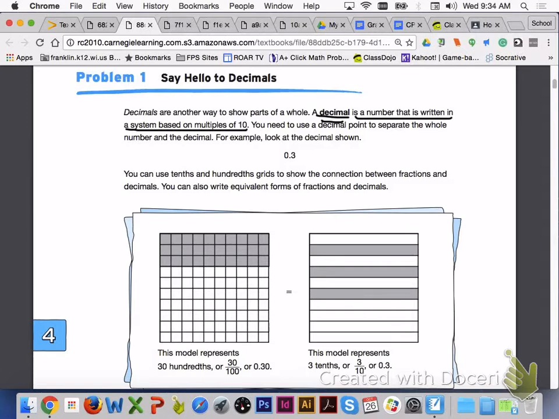You can use tenths and hundredths grids to show the connection between fractions and decimals. You can also write equivalent forms of fractions and decimals. You see the model here represents 30 hundredths. We can write it as a fraction, 30 over 100, or in decimal form, 30 hundredths. This model here represents 3/10, written as a fraction 3/10, or written as a decimal 3/10.